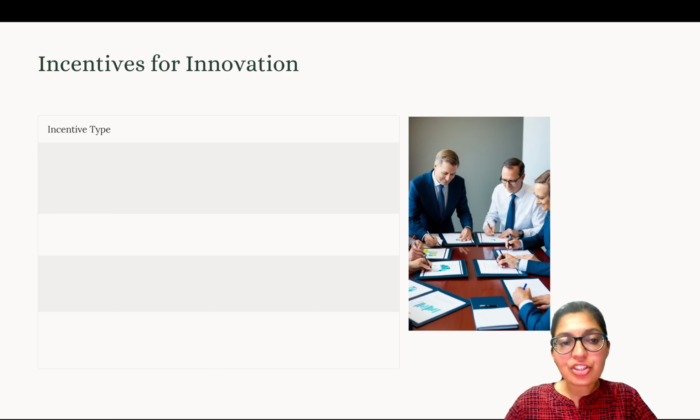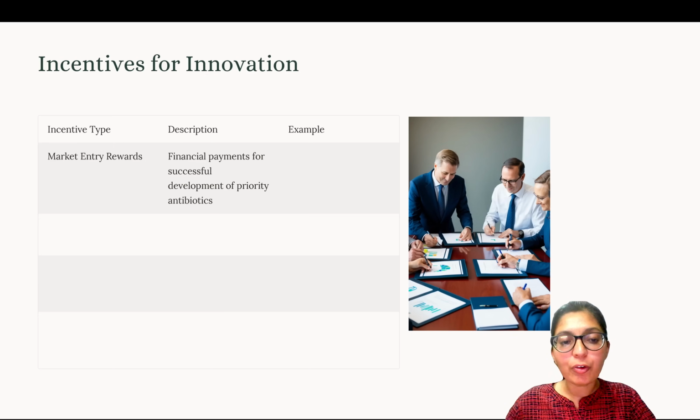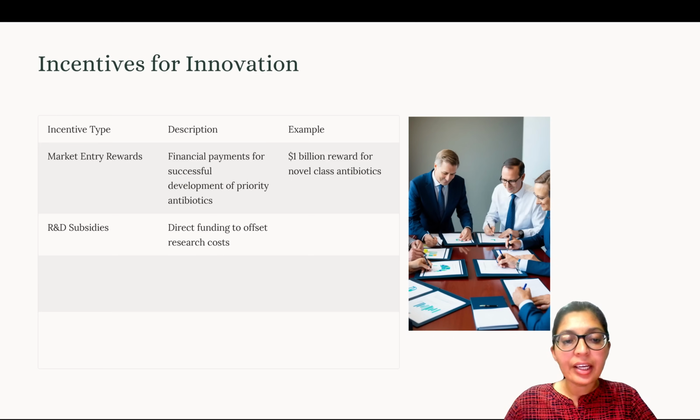Incentives for innovations. Incentive type, description and example. Market entry reward should be there: financial payments for successful development of priority antibiotics, like a $1 billion reward for novel class antibiotics. Research and development subsidies: direct funding to offset research cost, such as government grants for early stage research.